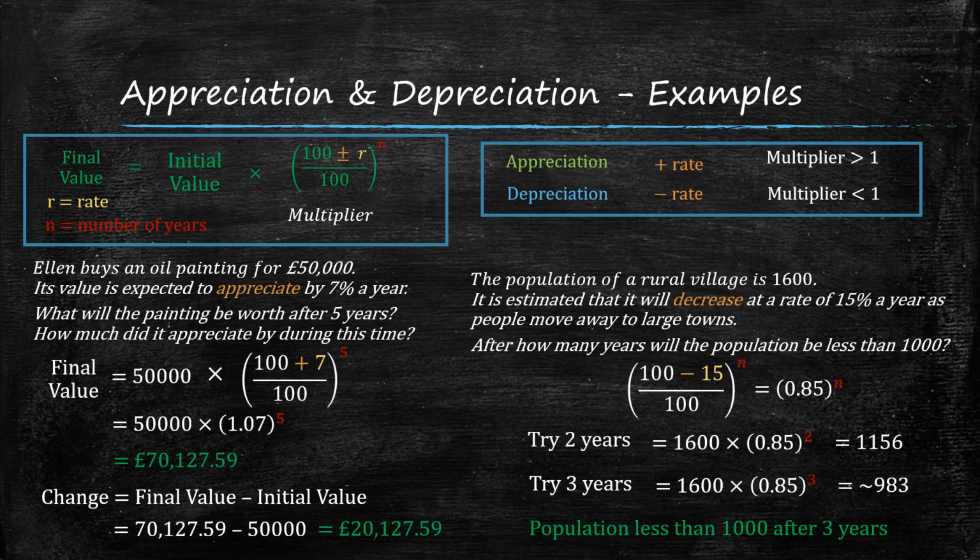So this question is slightly different. You're not just plugging in the values, you're doing a little bit of trial and error to work out the number of years it will take the rural village's population to decrease to less than 1,000. Now, appreciation and depreciation questions are quite common in exams, so it's important you understand how to do these. It's fairly straightforward. Final value equals initial value times your multiplier raised to the power n, and just keep in mind for appreciation you add the rate, the multiplier must be greater than 1, and for depreciation you subtract the rate, your multiplier must be less than 1.